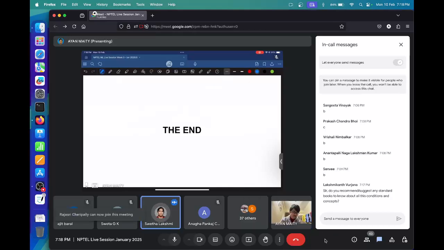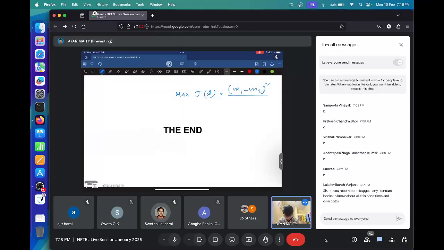What is this Fisher discriminant? Yeah, there is a Fisher criterion, this J theta is the objective function that we want to maximize. This is for LDA.